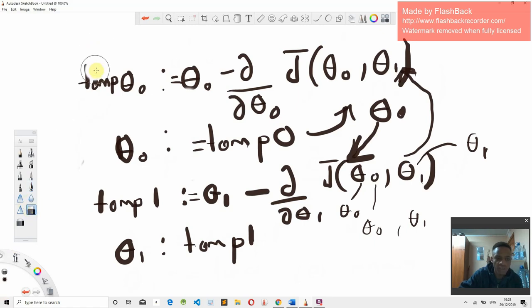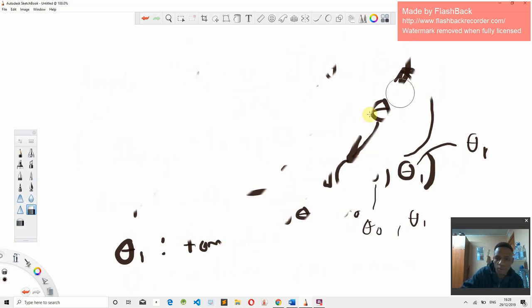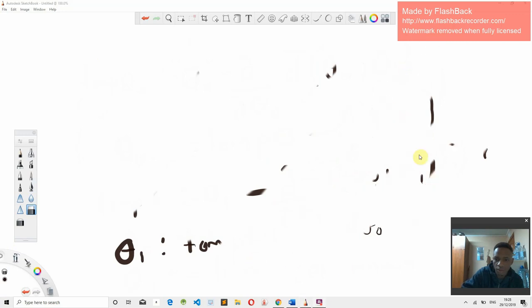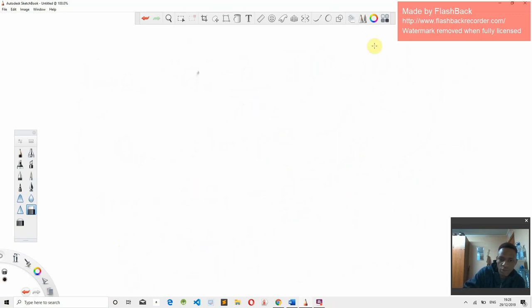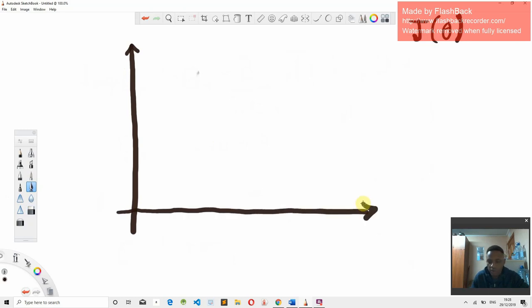So now I'm going to explain the intuition behind the gradient descent algorithm. Let's say we plot a graph. To make it easier to explain, I'm going to take a look at the cost function with only one parameter, theta, as I do not have 2D graphs. So I'm just going to draw a one-dimensional graph.